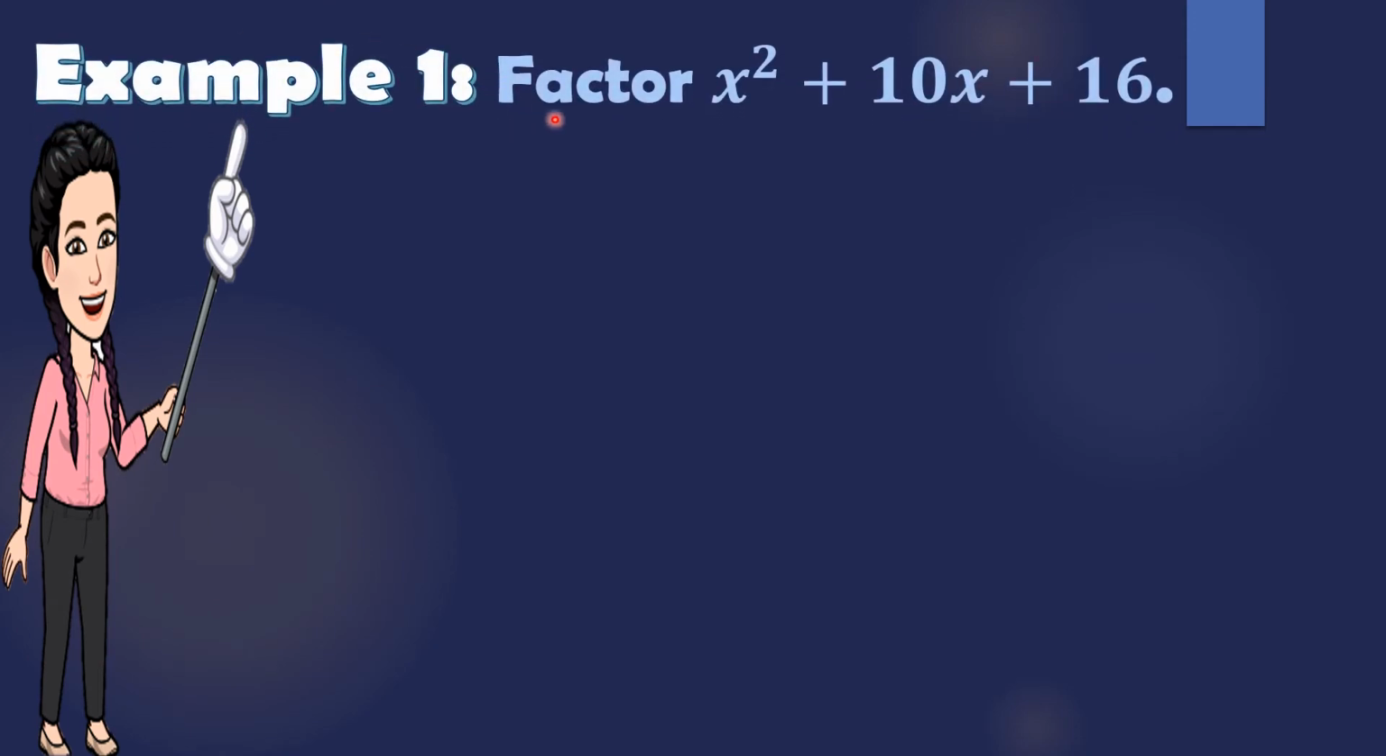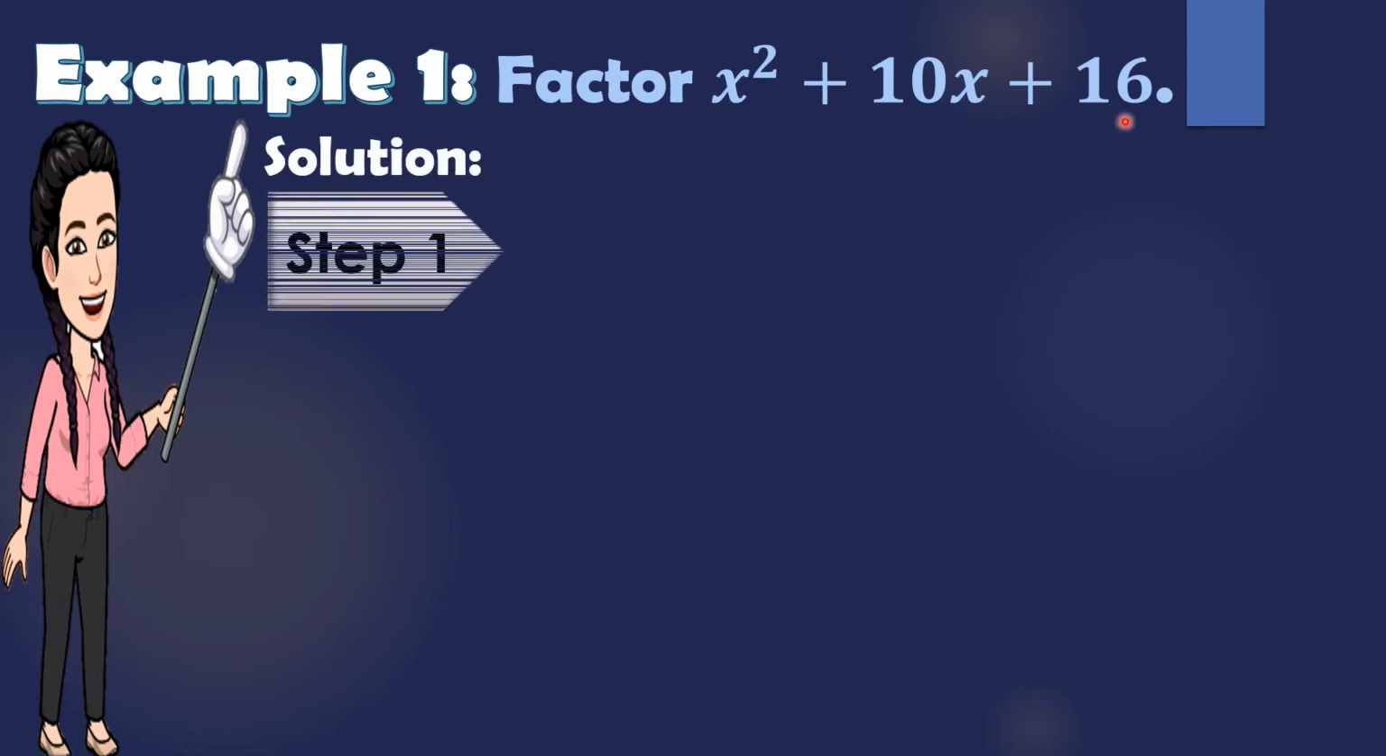Example 1. Factor x squared plus 10x plus 16. Para sa step 1 natin, mag-iisip tayo ng dalawang numbers na kapag kinuha natin ang product, ang magiging sagot ay yung last term natin na 16. At kapag in-add natin, ang magiging sum ay ang coefficient nitong middle term natin na 10. So ano yung dalawang numbers na pag minultiply ang sagot ay 16 at kapag in-add, ang sagot ay 10?